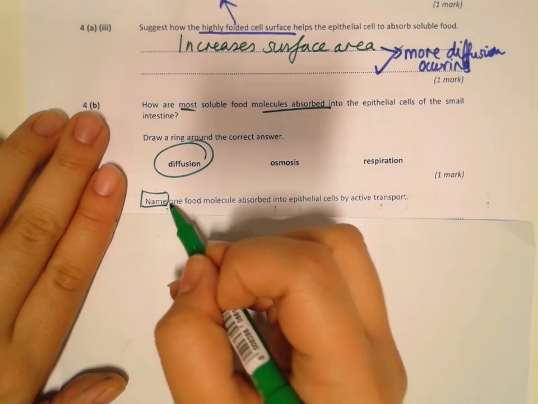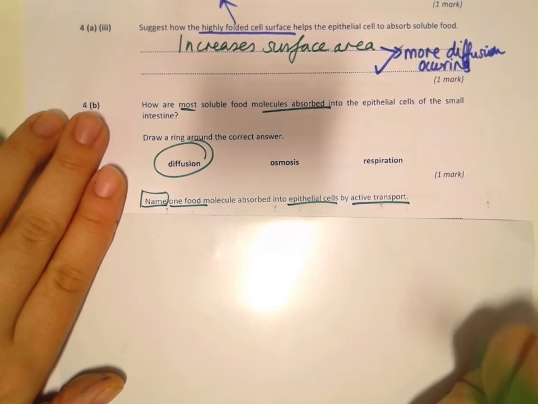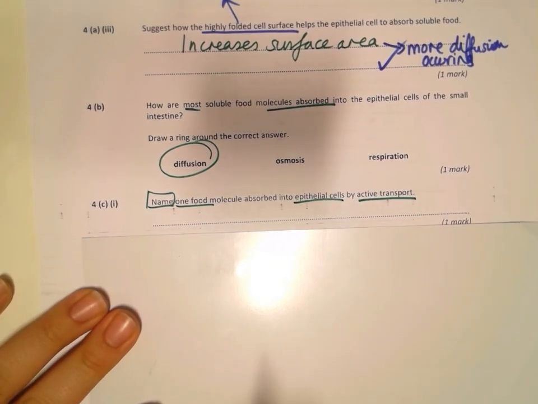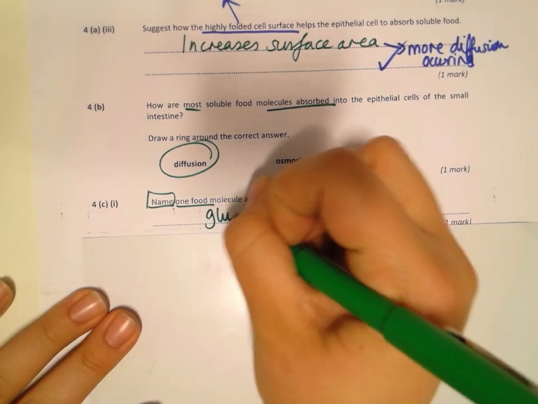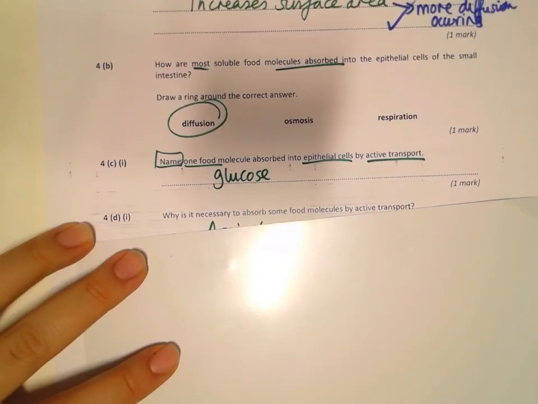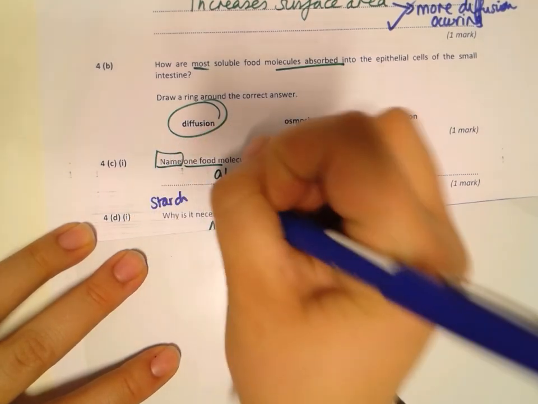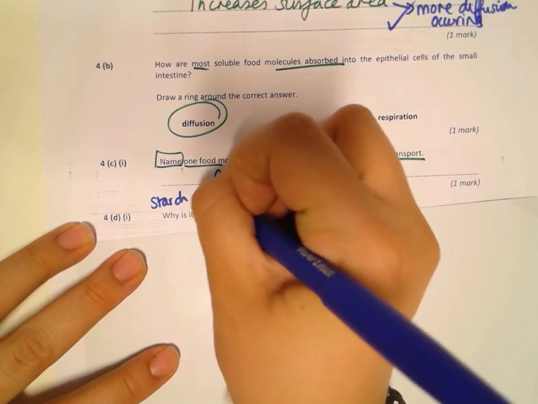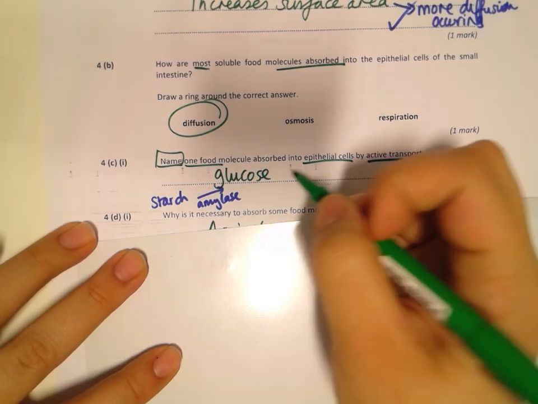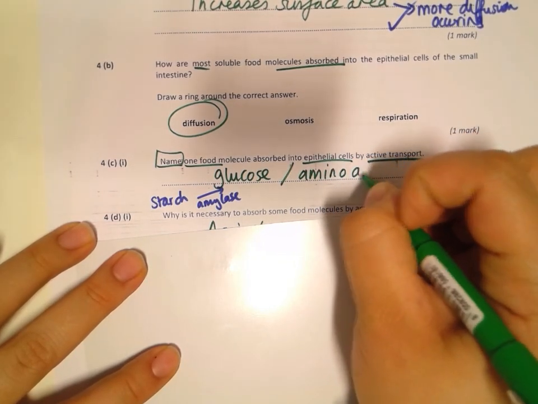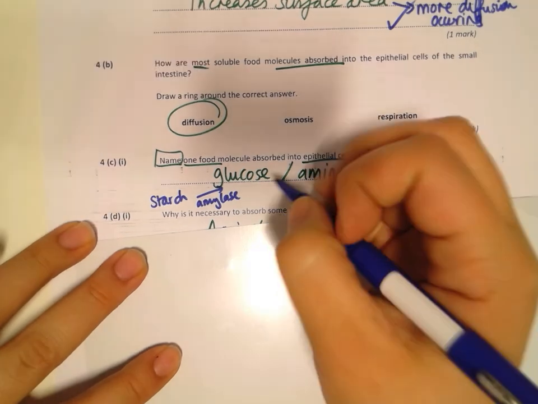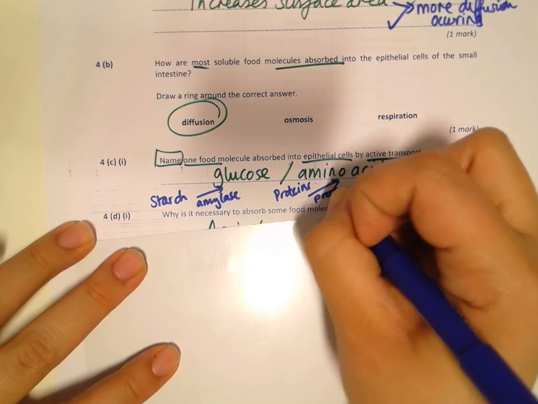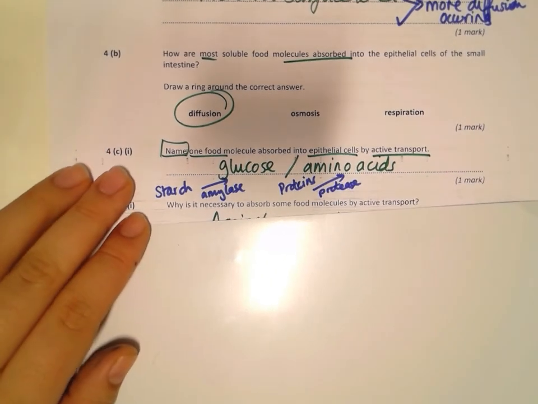And name one food molecule which is absorbed by active transport. Now, food molecules, one thing that we need in our bloodstream, we need glucose, which previously was digested from starch via amylase. We also need amino acids, which was previously digested from proteins, and the enzyme is protease. So those are the two that will need to be absorbed.